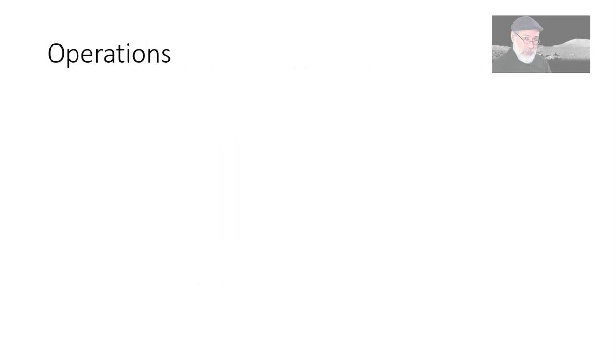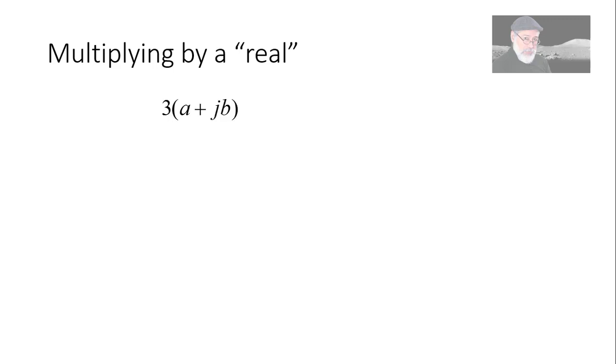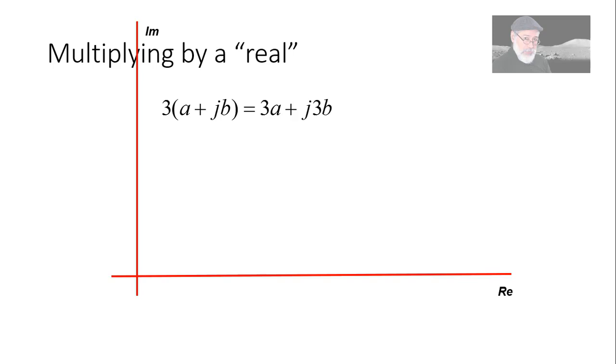But once we have numbers, we need to do something with them, and we will. We need to add them, subtract, multiply, and divide. How do we do that? Let's begin by multiplying by a real number. 3 times a plus jb. We distribute the multiplication over the sum, and this is what we get. We get a complex number that has 3 times the real part and 3 times the imaginary part.